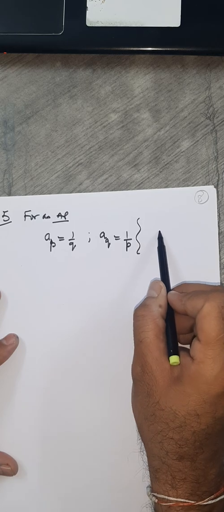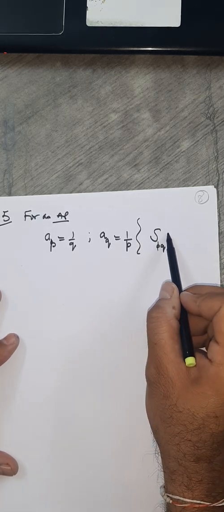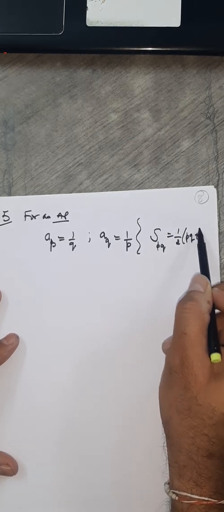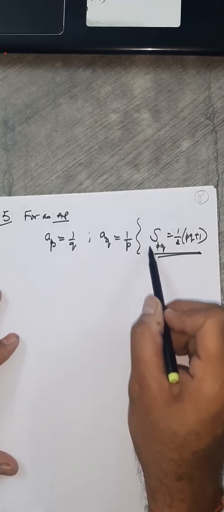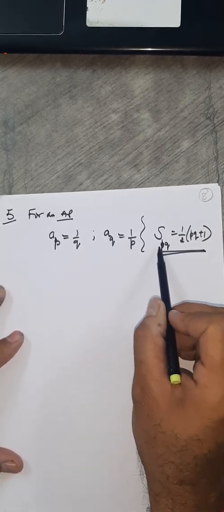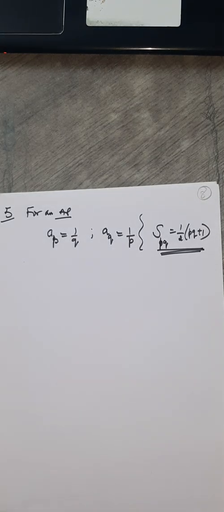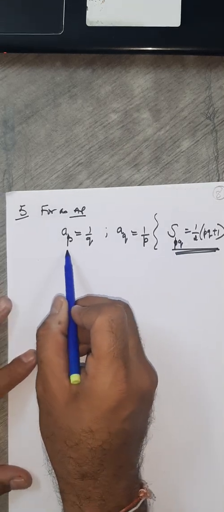Let me write here. The sum of the PQ terms, that is SPQ, equals half of PQ plus 1. This is what you want. So you just need to recall the formula for Sn and place the values. First, before we get into simplification of this, we write the simplification here.